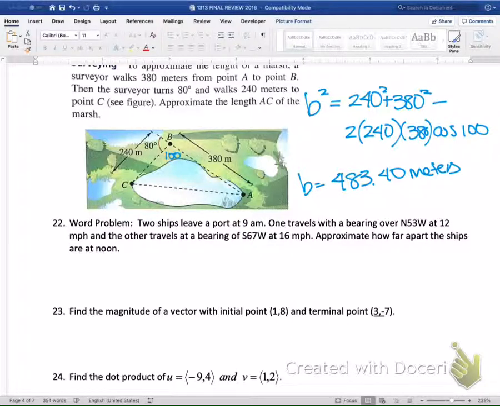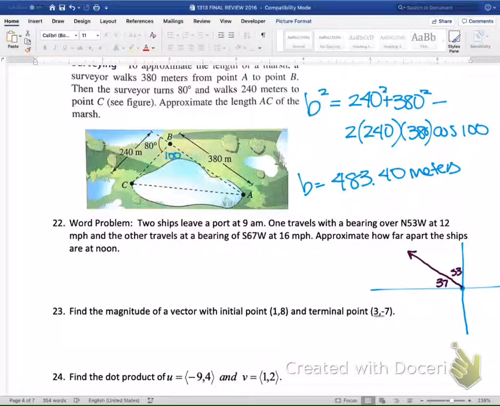On question 22, we've got two ships leaving the port, so they're both leaving the center of our graph here. One travels with a bearing of north 53 west. What quadrant is it in? 1 or 2? 2. North 53 degrees to the west, so my ship is headed off this direction. Where is the 53-degree angle? It's between north and the purple line for my ship. This is the 53. Now, frequently when they give me that, I like to find the one next to it, because why not? You might need it.